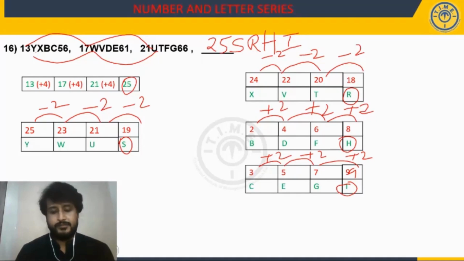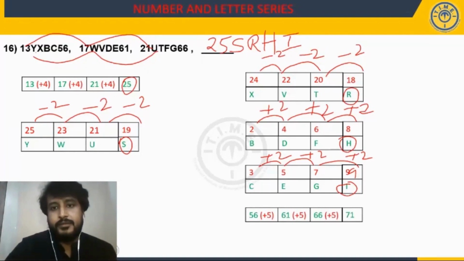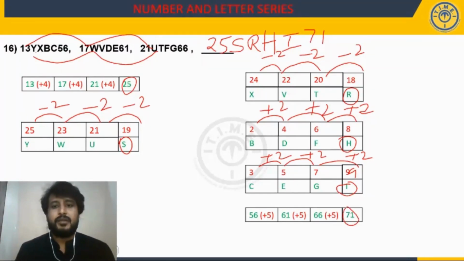Now last one. 56, 61, 66. What is the logic? 56 to 61 plus 5. 61 to 66 plus 5. So what will be next? Plus 5. So 66 plus 5 is how much? 71. So what will be my answer? 25 S R H I 71.